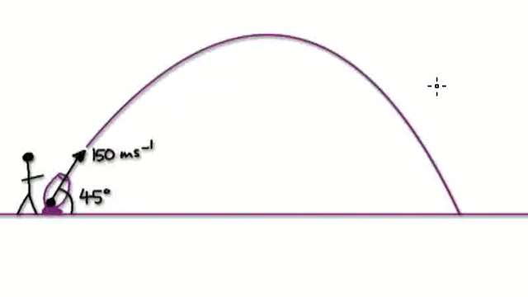Okay, in the previous video, we missed our target. So now we're going to increase the speed here, 150 meters per second at an angle of 45 degrees. I'm going to change the target to a scarecrow.